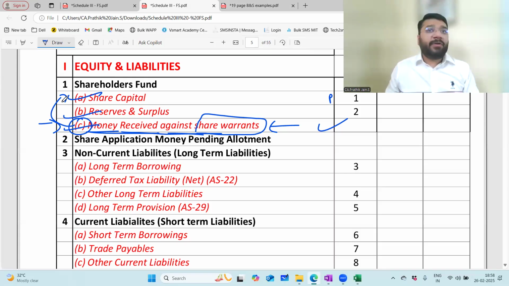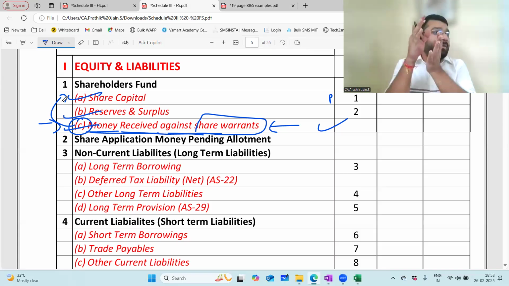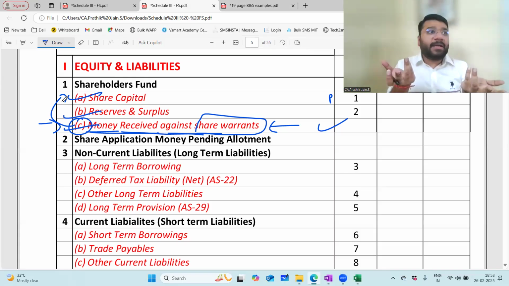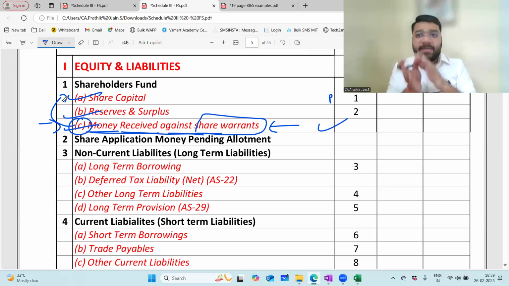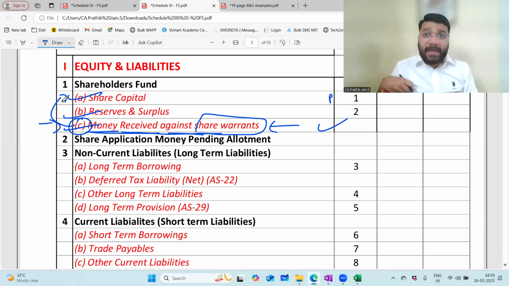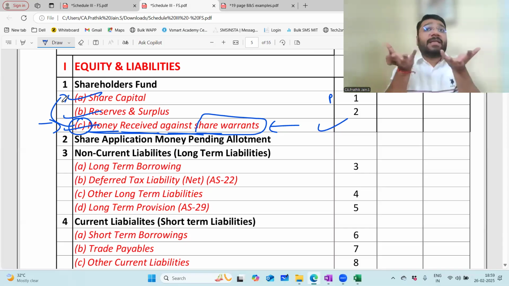Correct. If you're transferring from one reserve to another reserve, will you call that a liability? I'm transferring the amount from one reserve account to another reserve account. I'm transferring money from one pocket to another pocket. Will I call it a liability? No. So this is a principal understanding that you have to have.